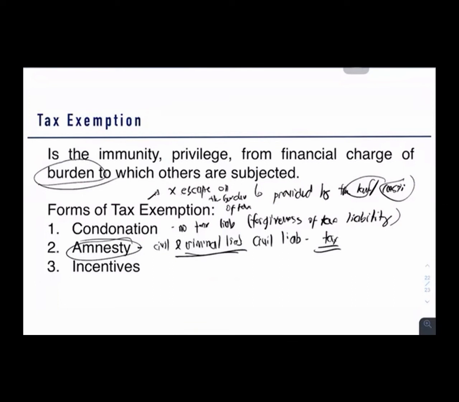Okay, so you're exempted to pay by virtue of condonation, by virtue of amnesty, or lastly, by virtue of incentives. So we call this tax incentives. So these are other exemptions provided by the law or Constitution. So example, exemption of our PWDs and senior citizens over VAT, and also a 20% discount on them. So if ever bibili sila, may 20% discount sila. At the same time, exempted pa sila sa pagbabayad ng VAT. Okay? So these are different tax exemptions or forms of tax exemption: condonation, amnesty, and incentives. So we end our second part of introduction to taxation in this topic.